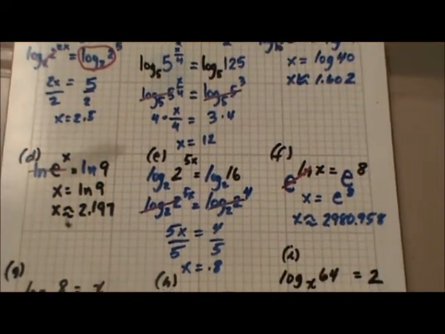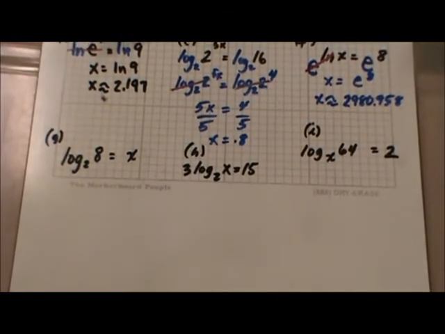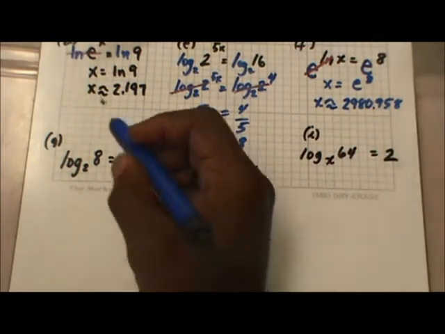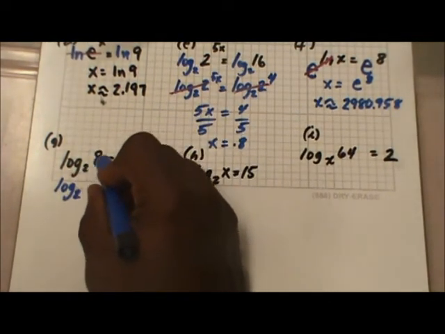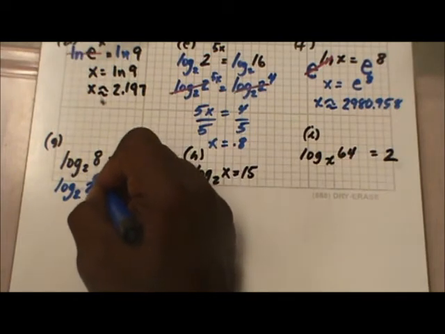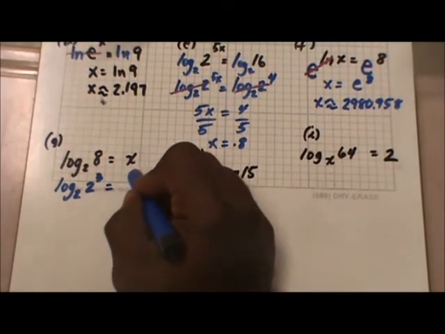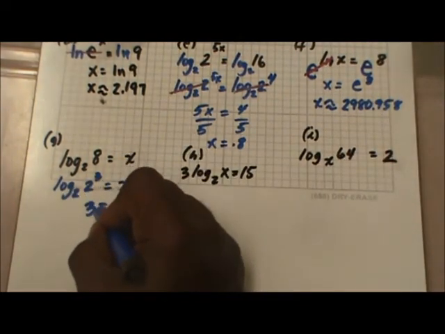From here, G, H, and I. First problem, we don't have to cancel a bunch. We just want to change the form. 8 is a base 2 number, so we can write it as log base 2 of 2 cubed is equal to x. And in this case, this is just 3 is equal to x. Probably the easiest problem on it.